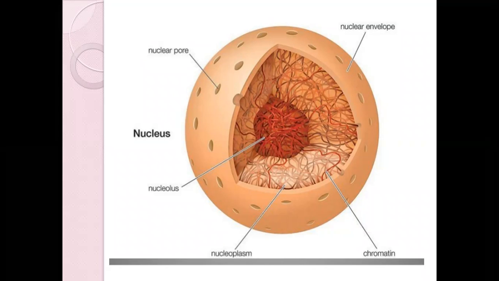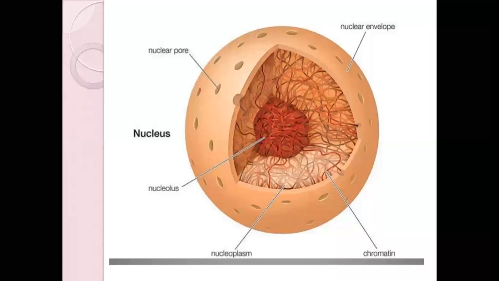And we have the nucleoplasm. Like we have cytoplasm in a cell, similarly here we have nucleoplasm. After that we have the chromatin, those thread-like structures. So this is the microscopic structure of a nucleus.